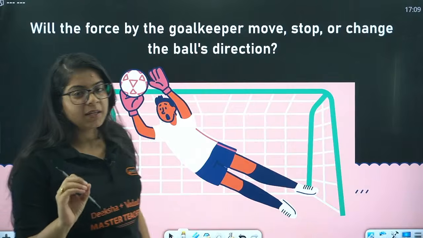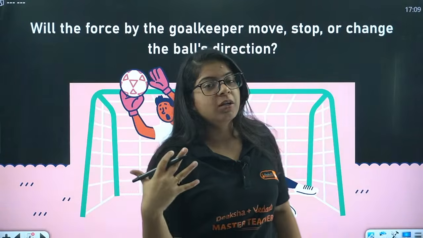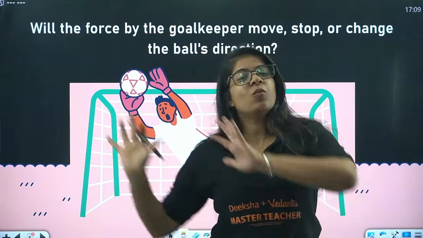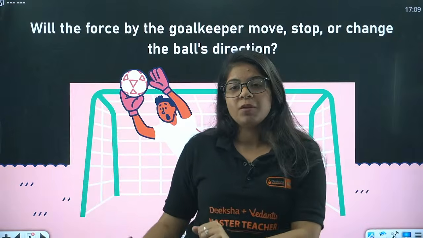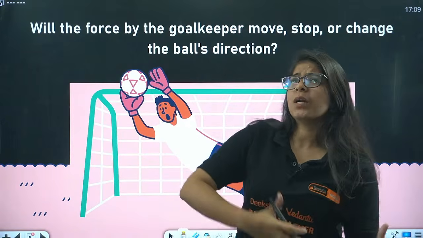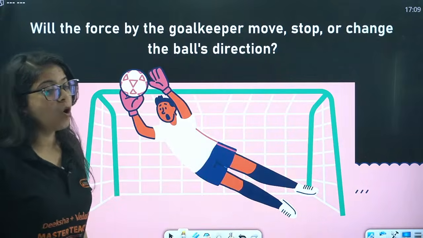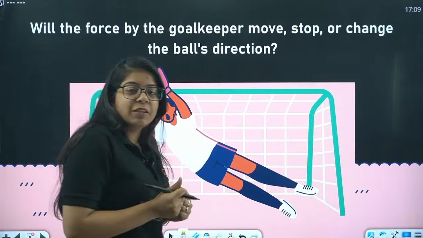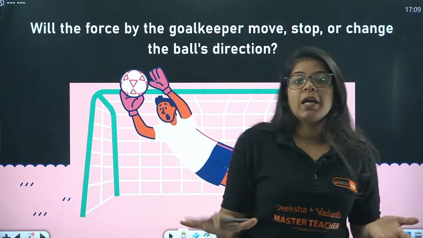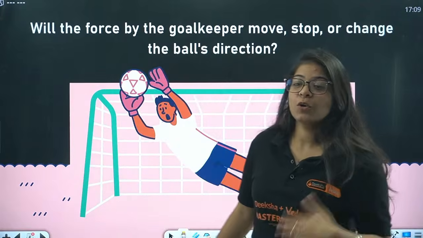What will happen? There is a ball coming towards me. I'm the goalie. So what will I do? I will try to stop that ball. What are the chances? What can happen? Will I move the ball away? Will I keep the ball with me? Will I push it away? Will I fail and let the goal happen?